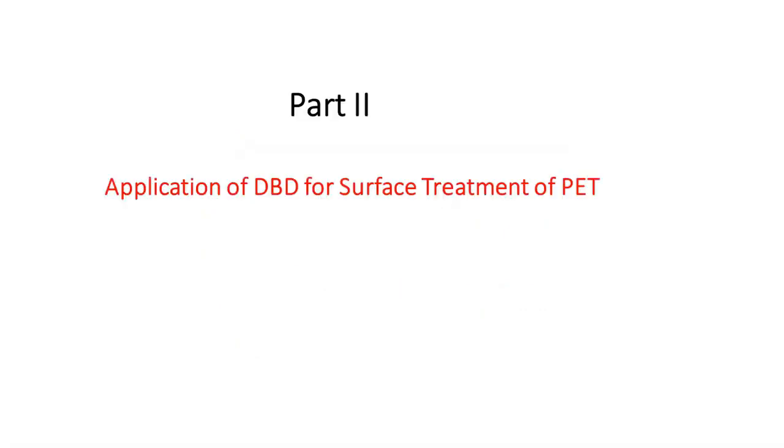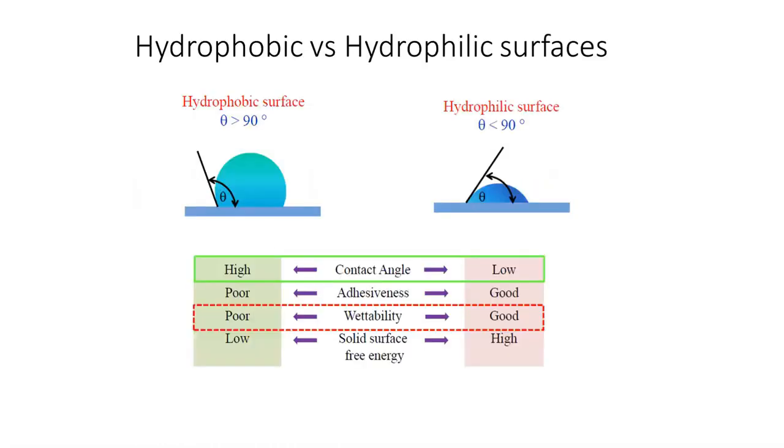Now, moving to the second part, that is applications of DBD for surface treatment of PET polymer. Now, here is hydrophobic versus hydrophilic surface. We know that if the contact angle is greater than 90 degrees, we consider it a hydrophobic surface in which the adhesiveness and wettability are very poor, whereas the solid surface free energy is low. Similarly, if the contact angle is less than 90 degrees, we consider it a hydrophilic surface in which adhesiveness and wettability are very good and solid surface free energy is very high.